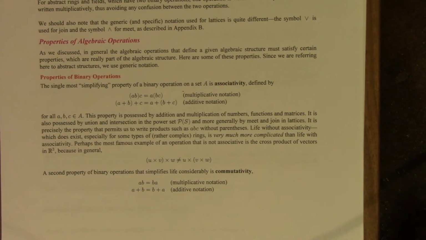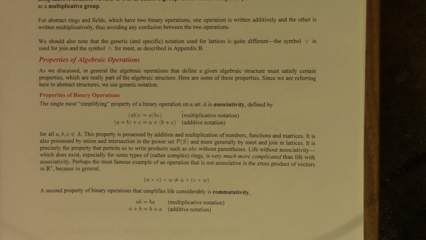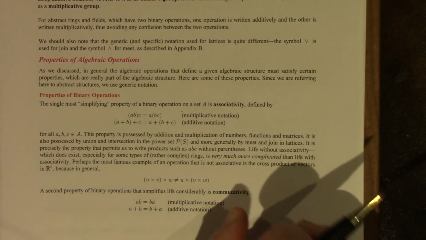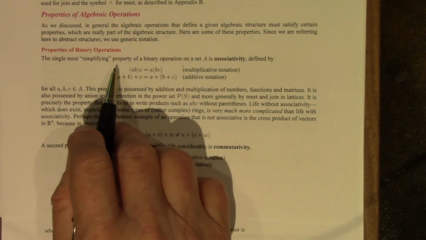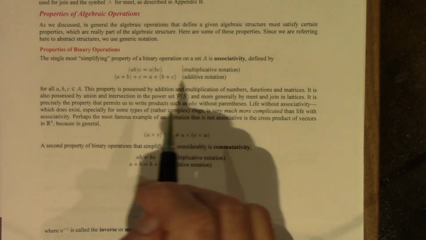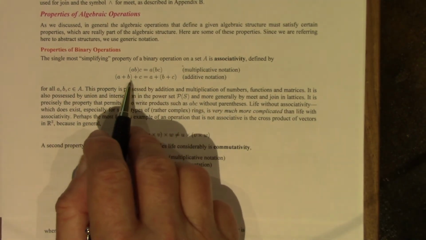As we've discussed, in general, the algebraic operations that define a given algebraic structure have to satisfy certain properties. And that's part of the structure. Make no mistake about that. Commutativity, associativity, whatever it is, is part of the structure. So here are some of the basic properties that we will encounter and that you will encounter in your study of other abstract algebraic structures. The most simplifying property of a binary operation is associativity. And so, since we're speaking in generic terms here now about abstract structures, here's the multiplicative notation, and here's the additive notation, the generic notations.